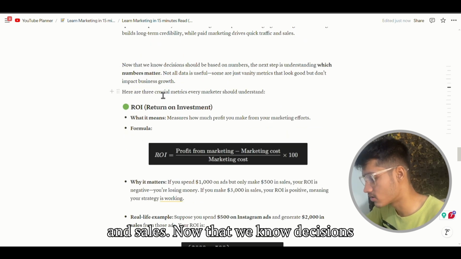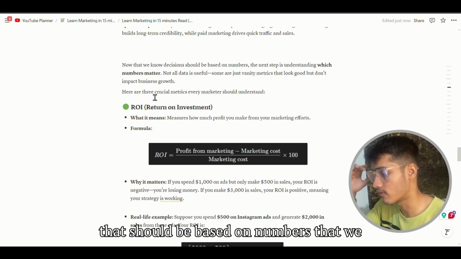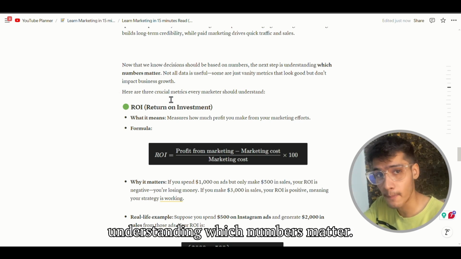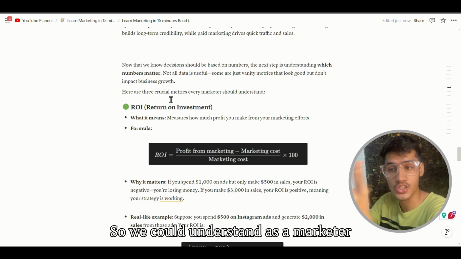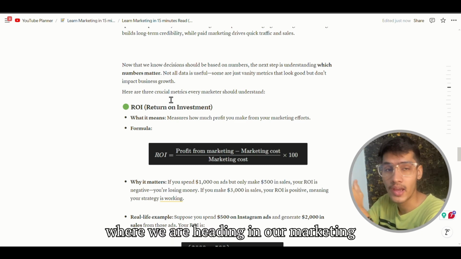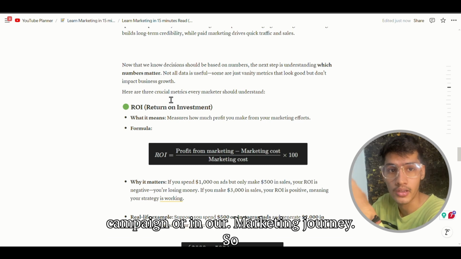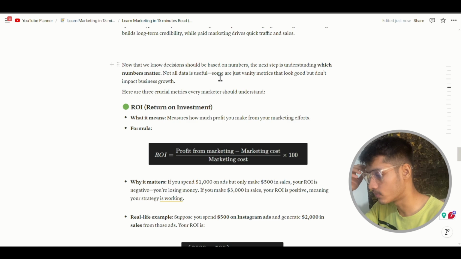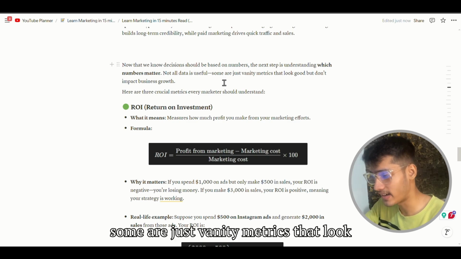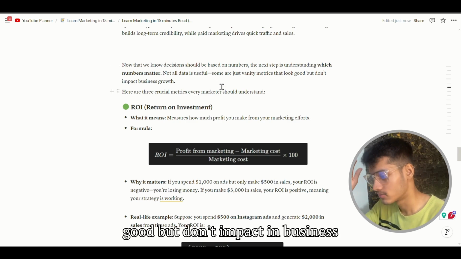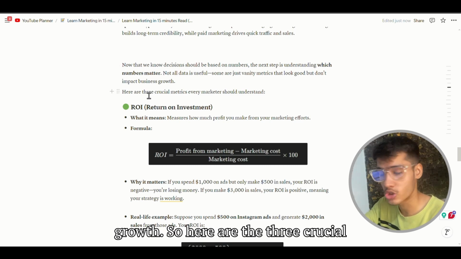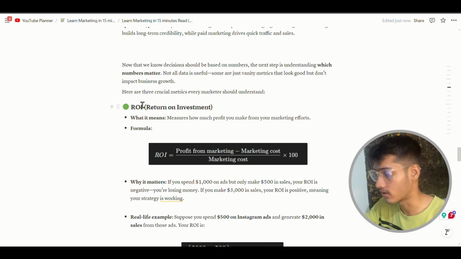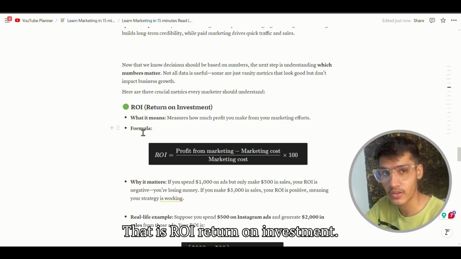Now that we know decisions should be based on numbers, as we have discussed before, the next step is understanding which numbers matter. So we can understand as a marketer where we are heading in our marketing campaign or in our marketing journey. Not all data is useful. Some are just vanity metrics that look good but don't impact business growth. So here are the three crucial metrics every marketer should understand. That is ROI, return on investment.